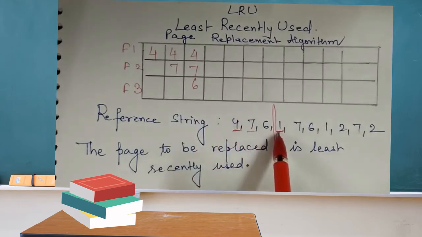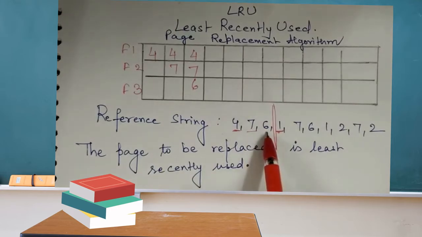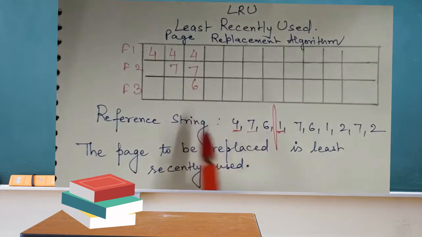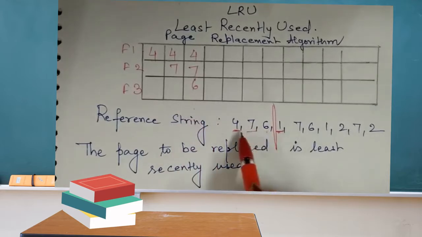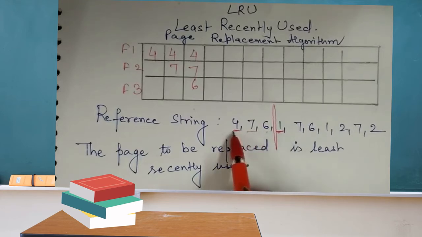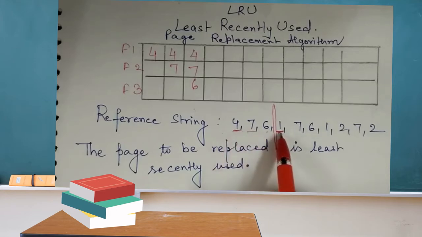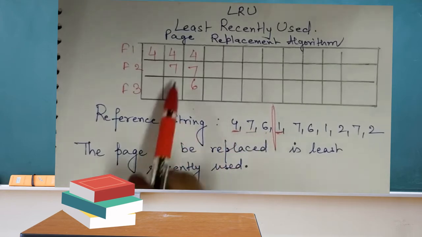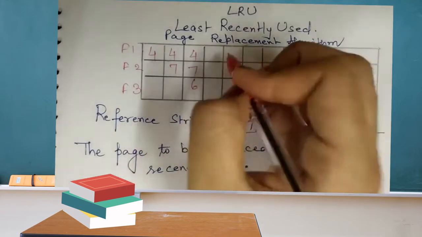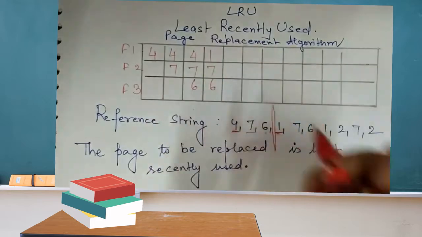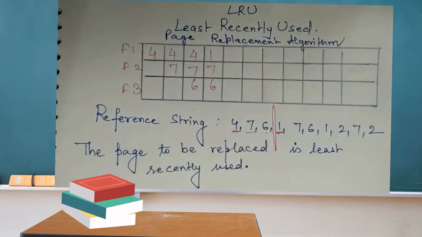So to replace 1, let's check which frame to target. Out of 4, 7 and 6, 6 was recently used, 7 was recently used, and out of these 3, 4 was the one that was least recently used. So we would be swapping out 4 and we would be swapping in 1. So we would be making the replacement here like this.